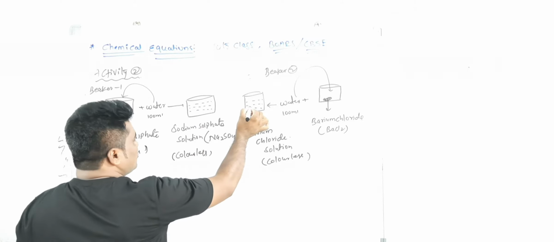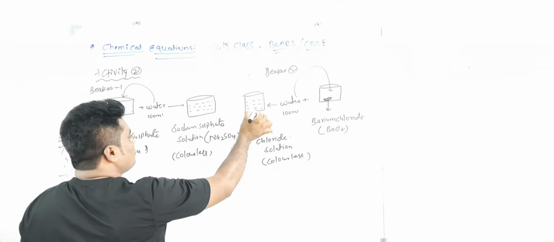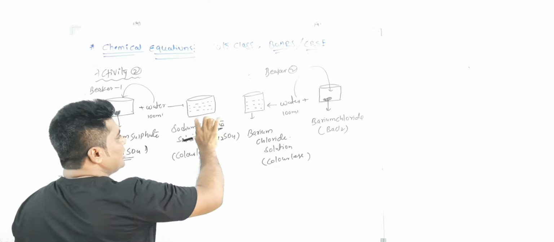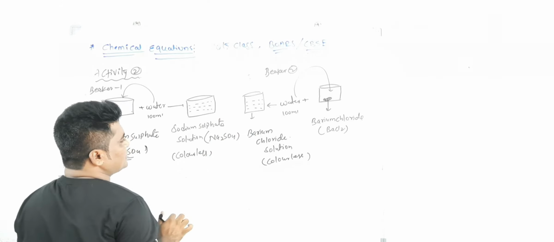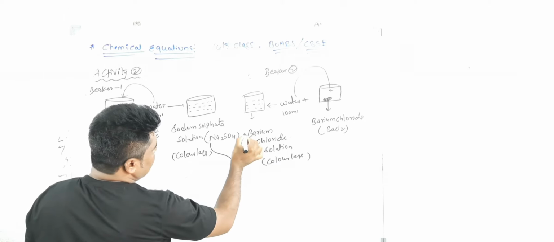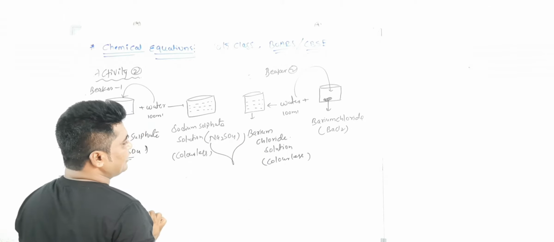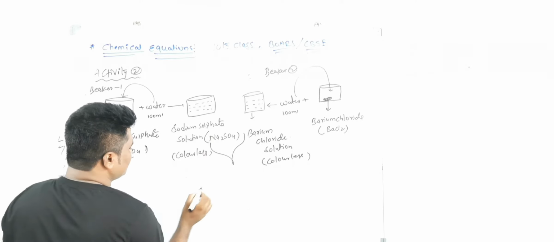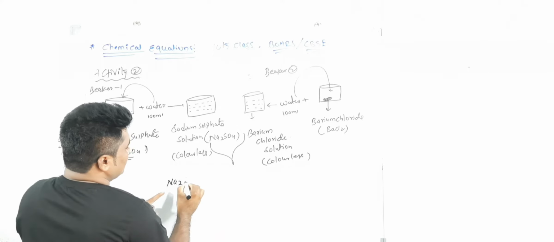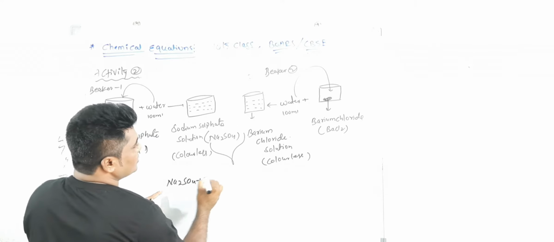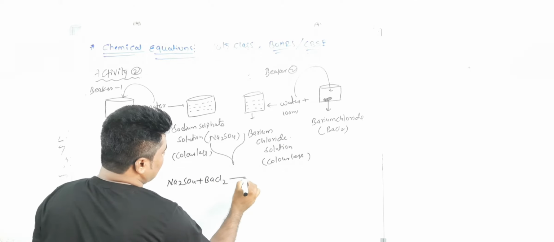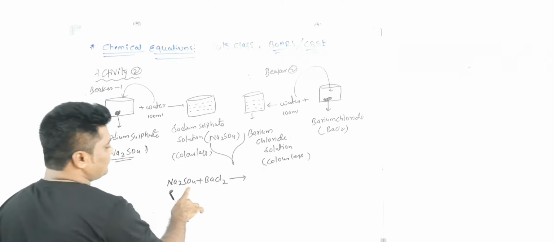This barium chloride solution, BaCl2, is mixed with the sodium sulfate solution. See, barium chloride and sodium sulfate, when you mix them, are you getting my point? What I am mixing here is the sodium sulfate solution with the barium chloride solution.